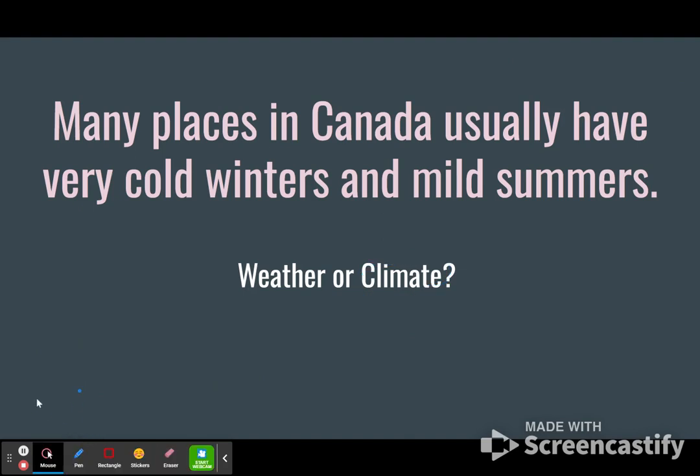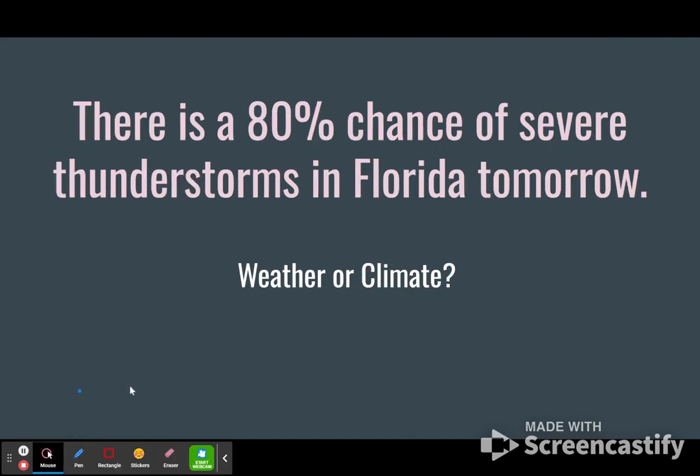Let's take a look at another one. There's an 80% chance of severe thunderstorms in Florida tomorrow. Weather or climate? If you said weather, you're correct because we're talking about what is happening in the sky in Florida. We're not talking about Florida's general temperatures all year long. We're not talking about Florida's distance from the equator. We're not talking about what season we're in. We're talking about what is happening in the sky sometime soon.